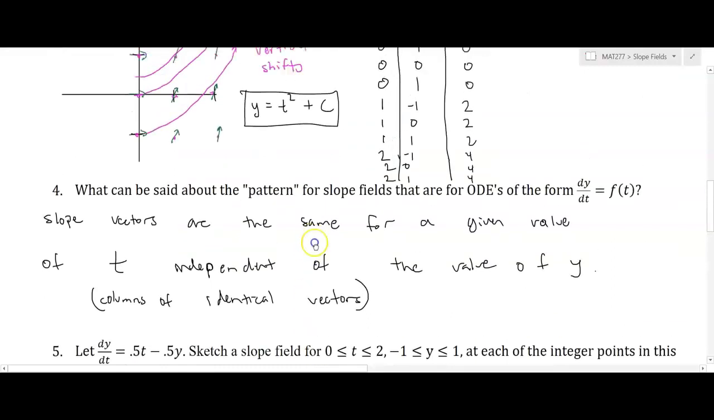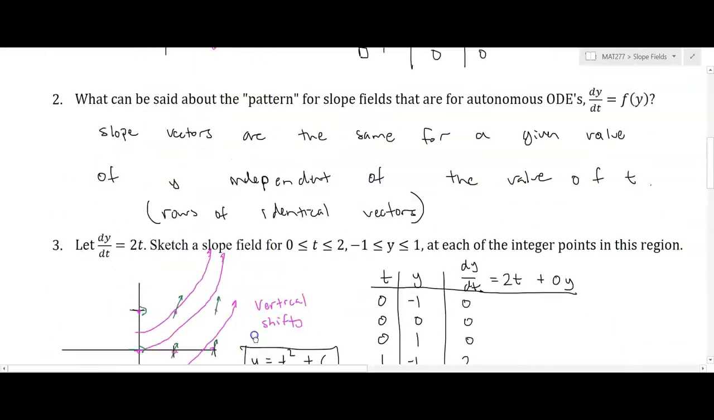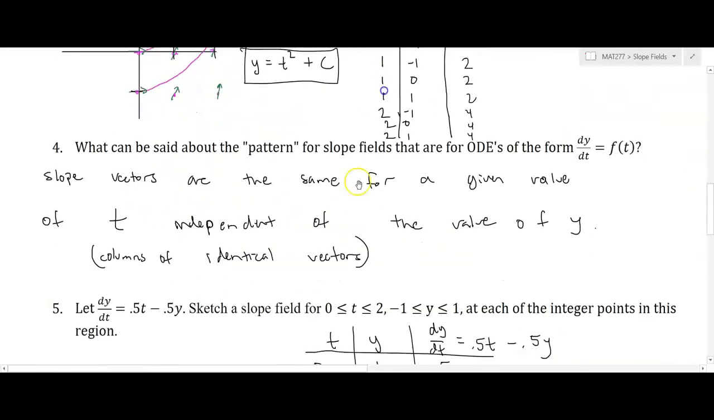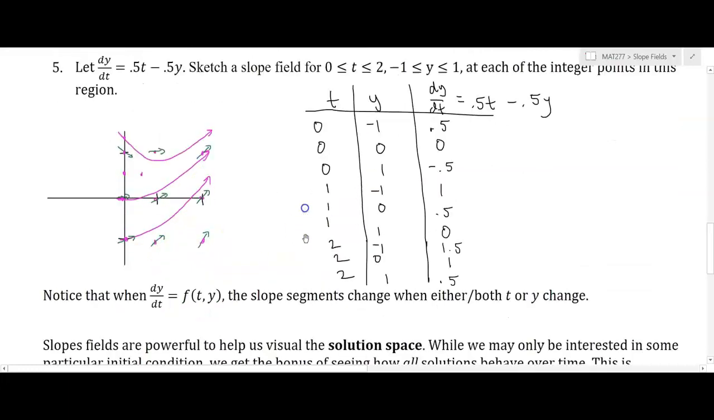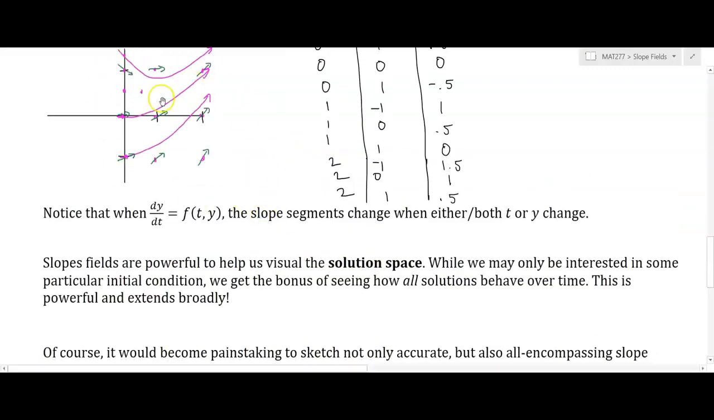So we don't see this consistency in having the vectors vertically be the same or the vectors be the same along rows. We now notice that it looks almost like a random scatter of vectors. So slope fields are powerful to help us visualize the solution space. We're usually interested in some particular initial condition, but we also get the bonus of seeing how all solutions around it behave over time.